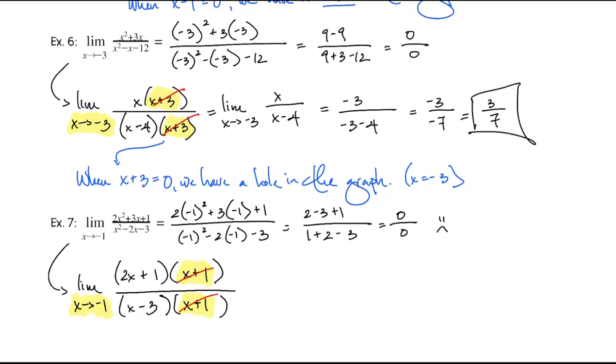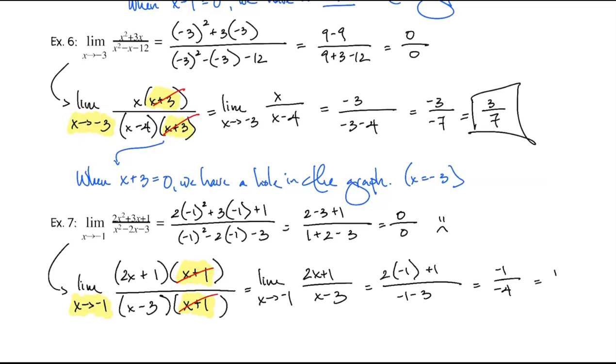All right, so we get rid of that common factor. We get the limit as x approaches -1 of 2x plus 1 over x minus 3. We try substitution again, and we do indeed get 1/4.